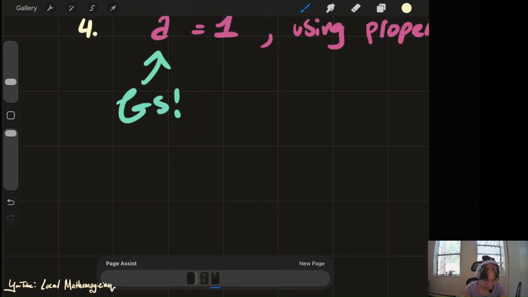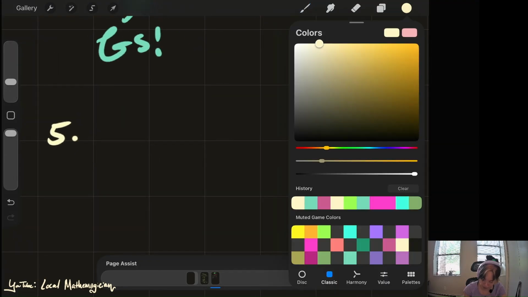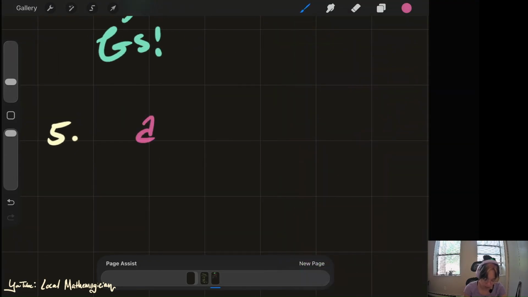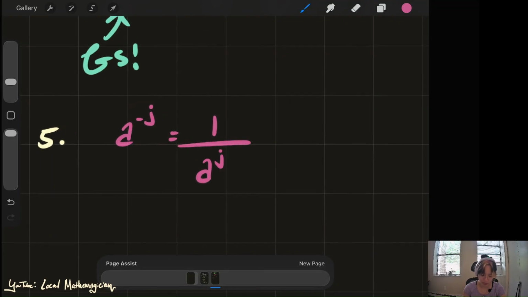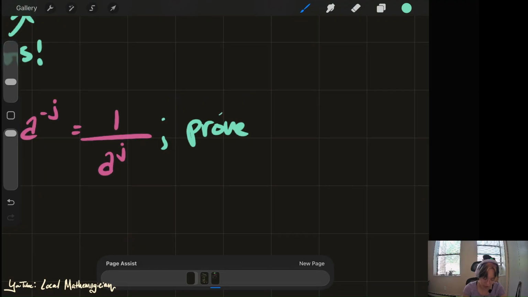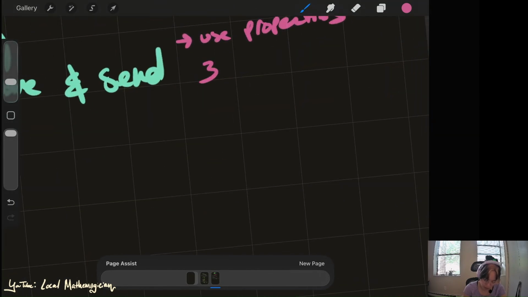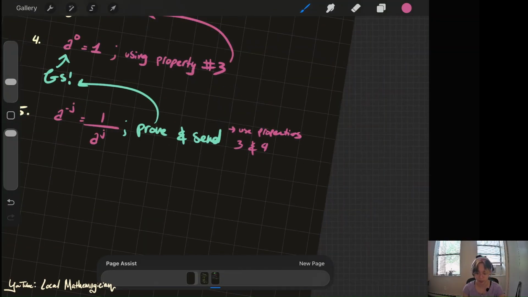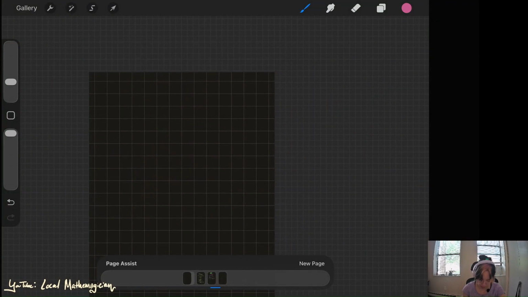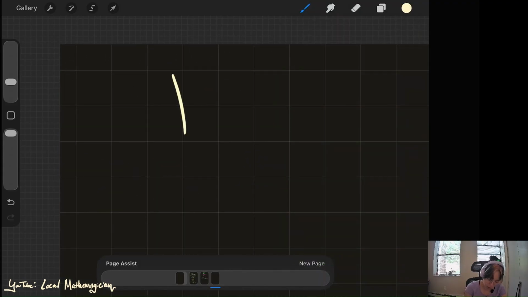And another Gradescope question, or I guess probably number 5, is a to the negative j is equal to 1 over a to the j. I want you to prove this to me and send it to Gradescope. Okay. Hint, you can use properties 3 and 4.